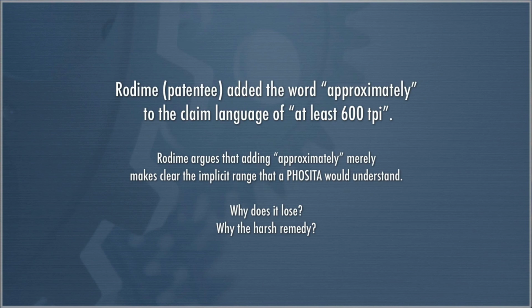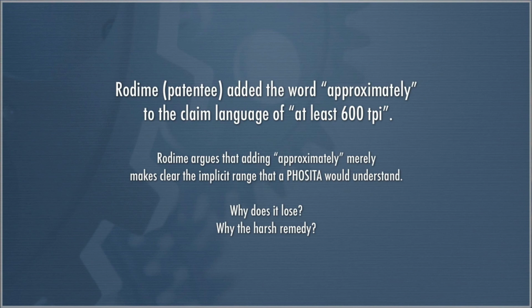Is it true that the original claim that didn't have the word approximately in it, is it true that people of ordinary skill in the art would understand that the scope of that claim included the word approximately? And the court just simply says no. Says that is not true, that there's no reason to think that a person of ordinary skill in the art would have understood anything other than there's a range there that is 600 TPI or less, and not more. And that's what the court says.